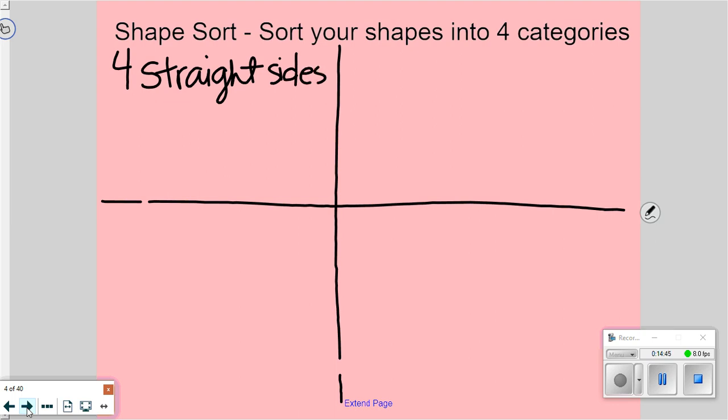What else could our categories be? We'll have one that is the shapes with 4 straight sides. What else could our categories be, Gio? Right angle? Okay, we don't know what that is. Not enough people know what that is, so we're not going to do that. Addison, what else could our categories be? Not straight. Yeah, maybe we'll have a 0.